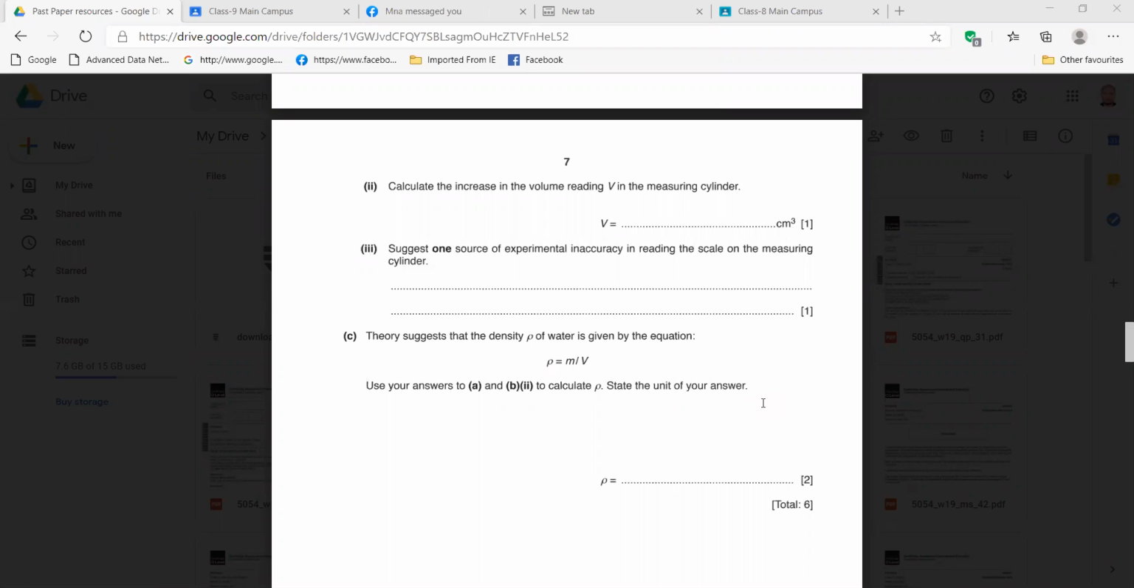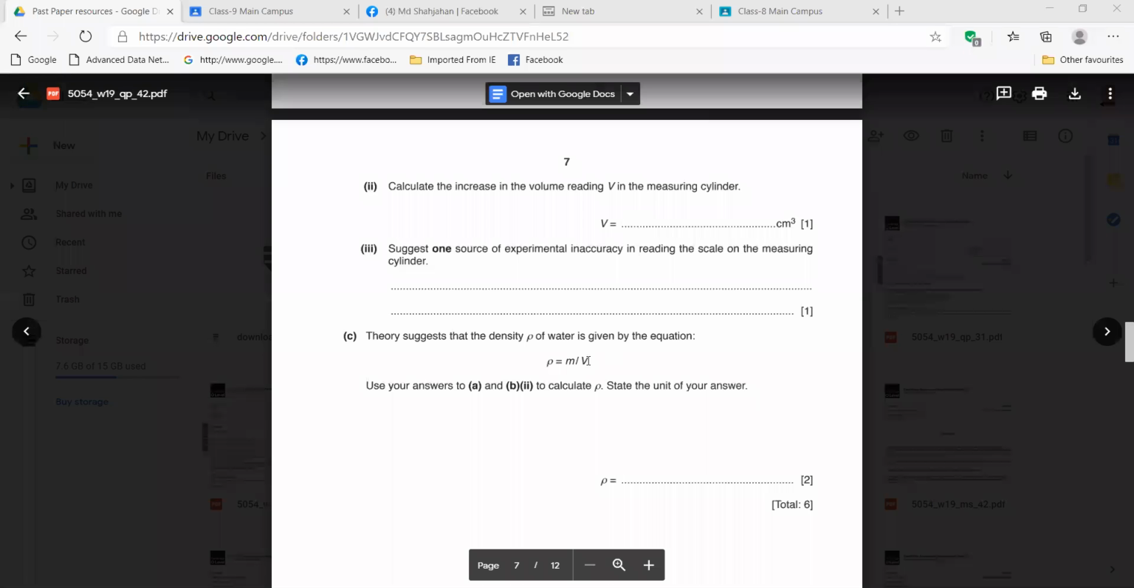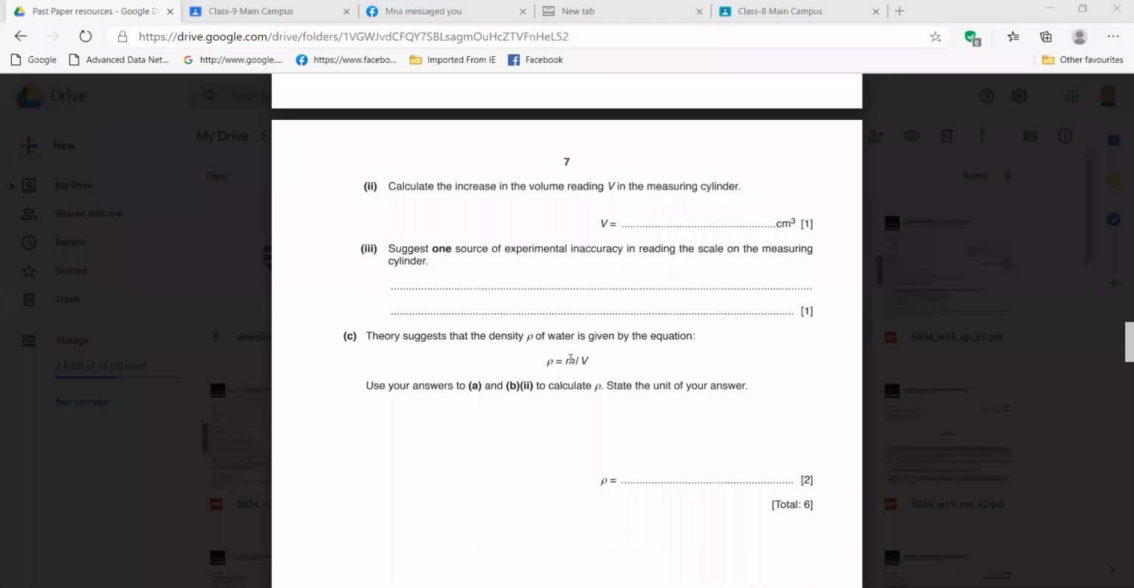Yes. So this formula will help you get the unit as well. M you measured in gram, right? Yes, sir. V you measured in centimeter cube. So the calculation you did will also give you gram per centimeter cube.